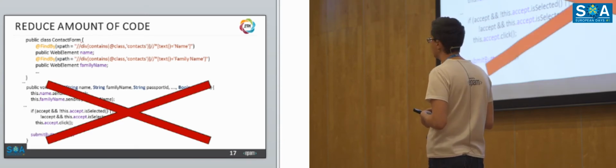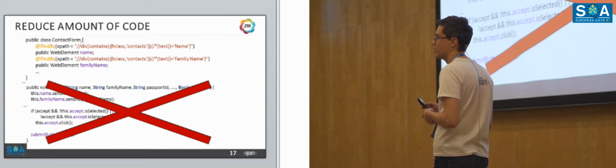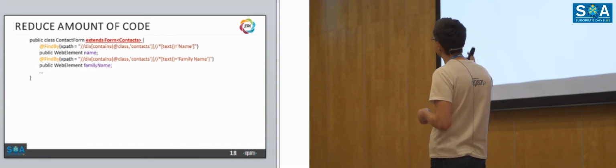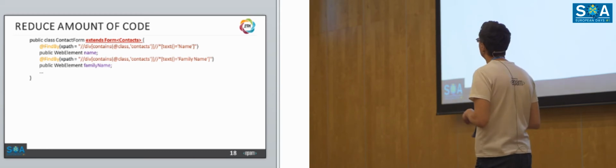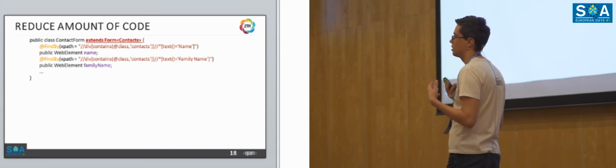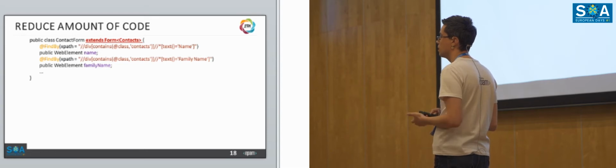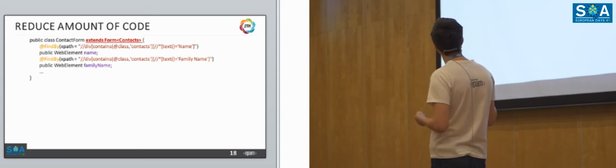In JDI, you can remove all actions for forms. They are already in the framework. Then you write the extend form. Just add this, and you can just describe the elements, and you get additional capabilities to validate, to submit this form, to log in as something, and so on.